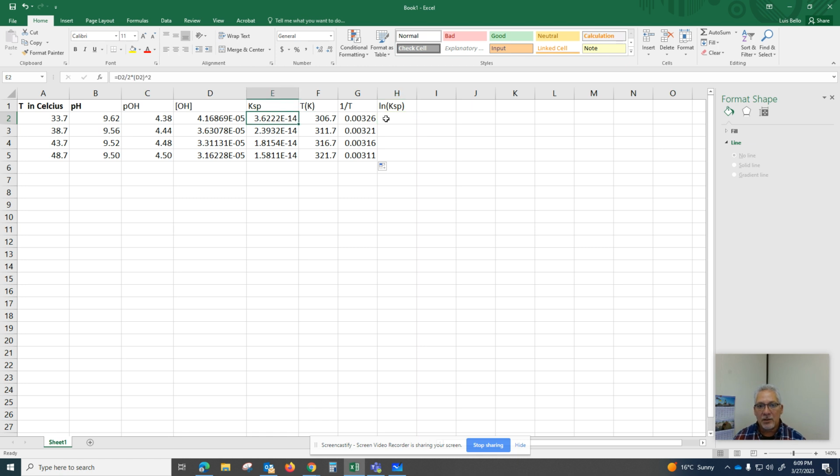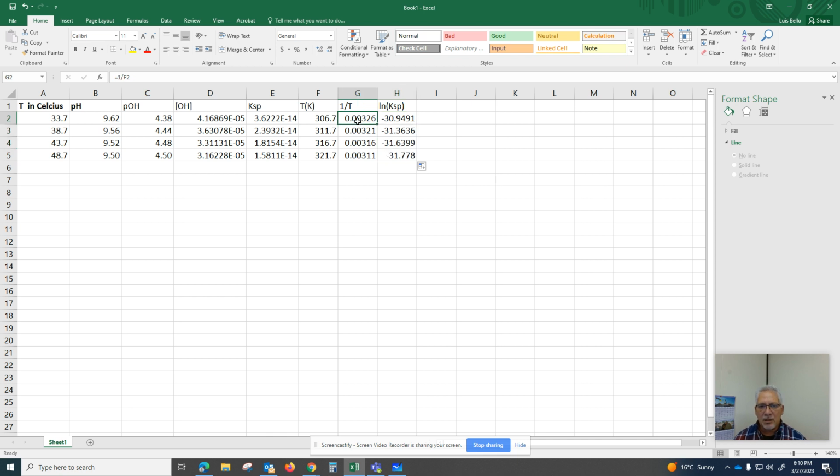This is the Ksp, so we need to graph column G versus column H. The G column will be my X value and the column H will be my Y value. So that will be equal natural log, and then parentheses for selecting the one I want to find the natural log of Ksp, and hit enter. I got a negative number here. And again, dragging all the way down, I got the following values.